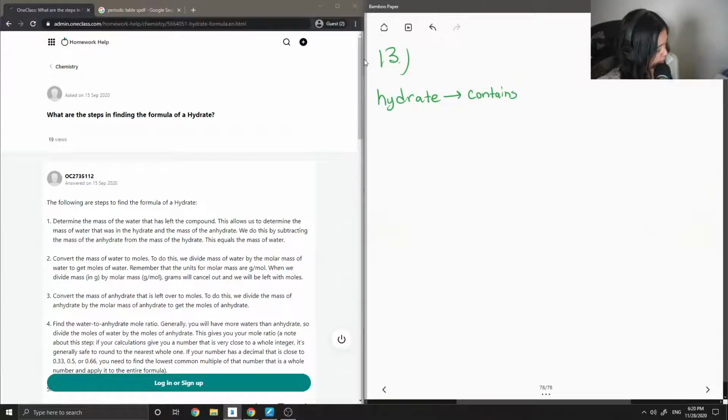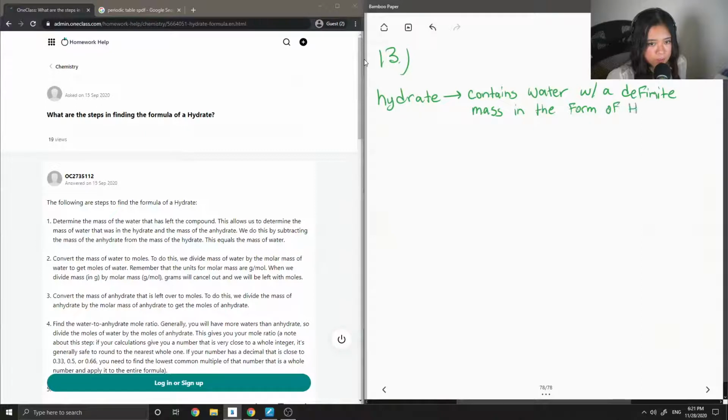So a hydrate contains water with a definite mass in the form of H2O.